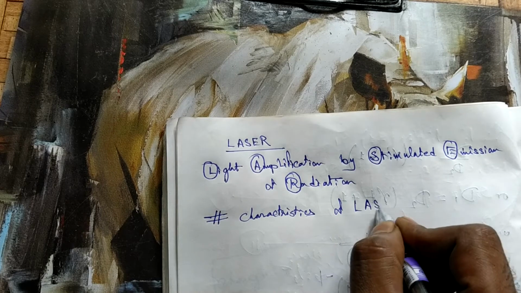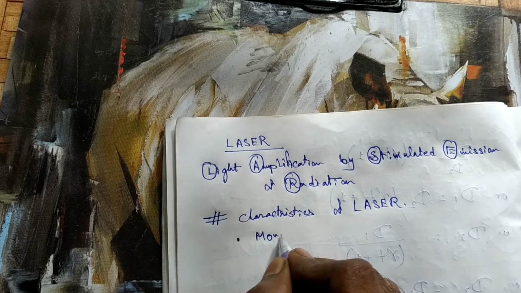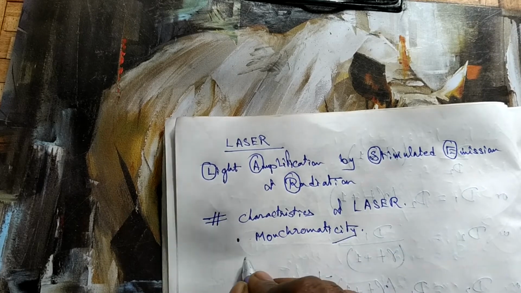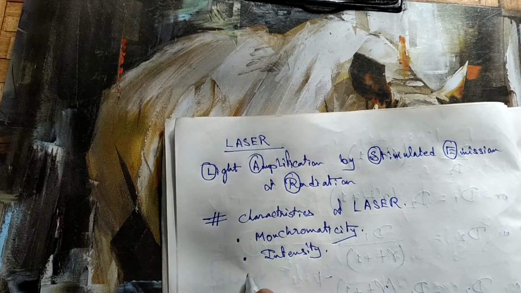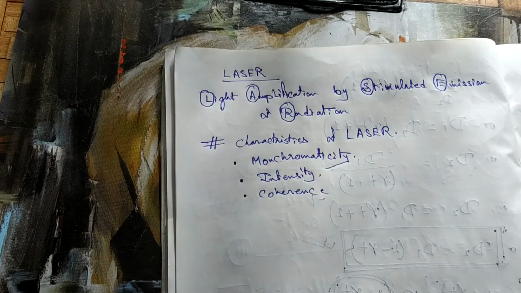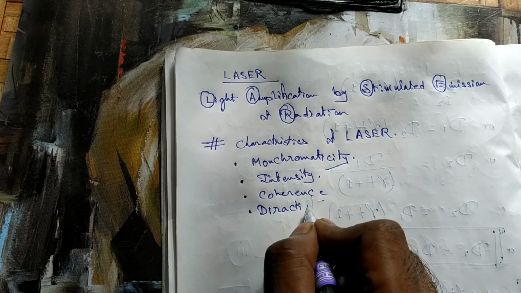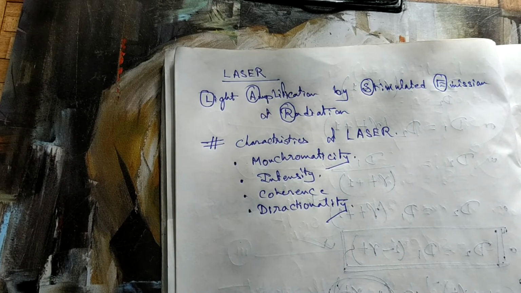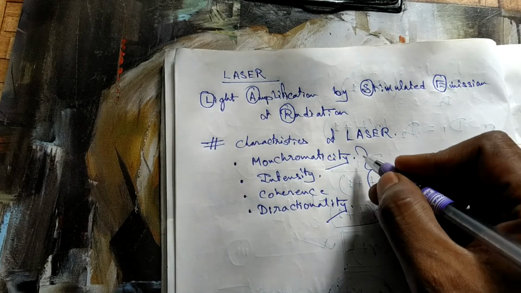Characteristics of laser: monochromaticity, intensity, coherence, directionality. Okay, so what is meant by such types of characteristics? First is monochromaticity.